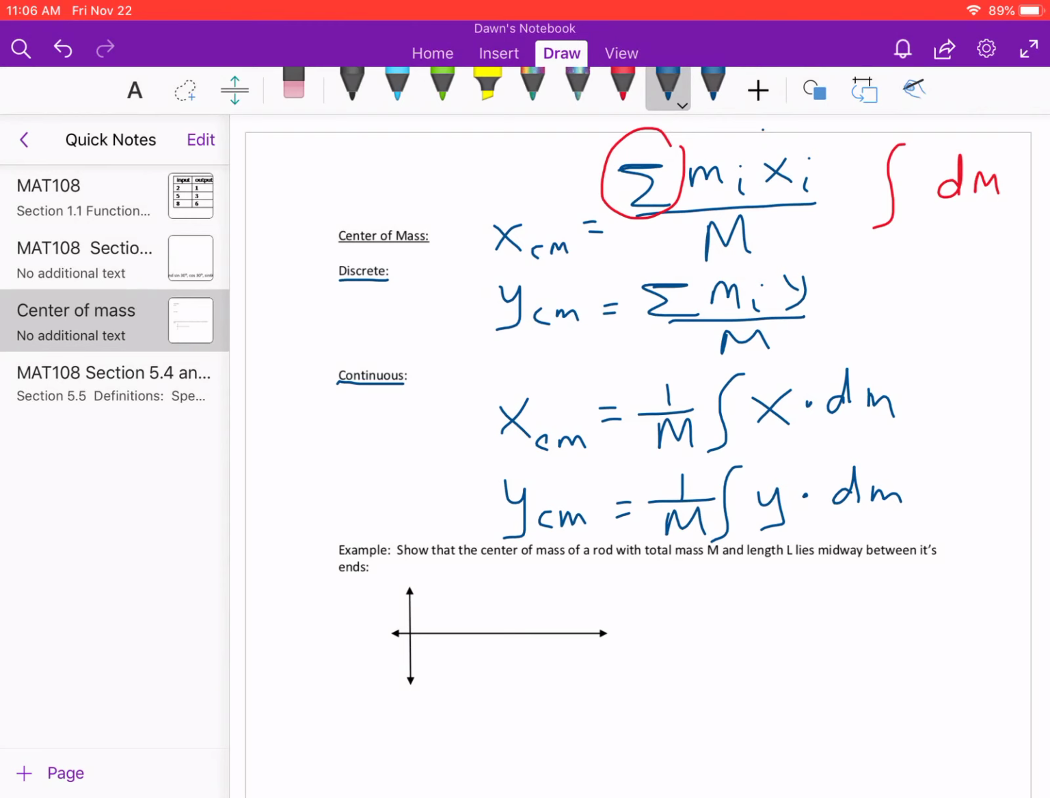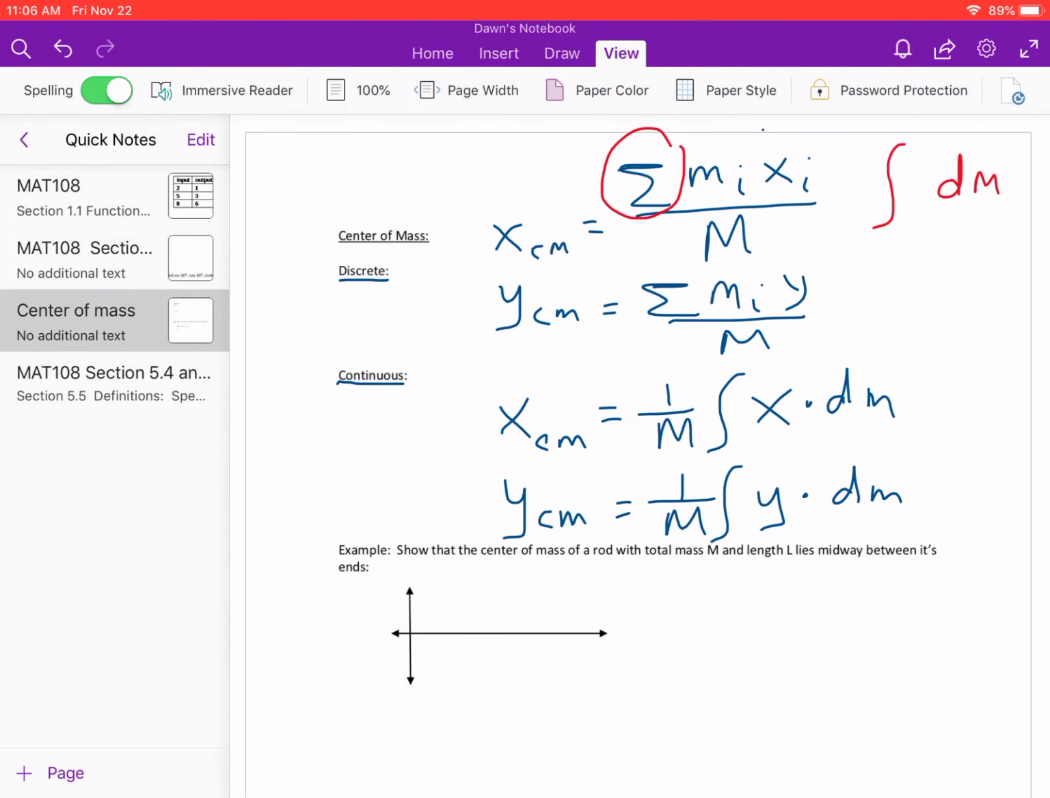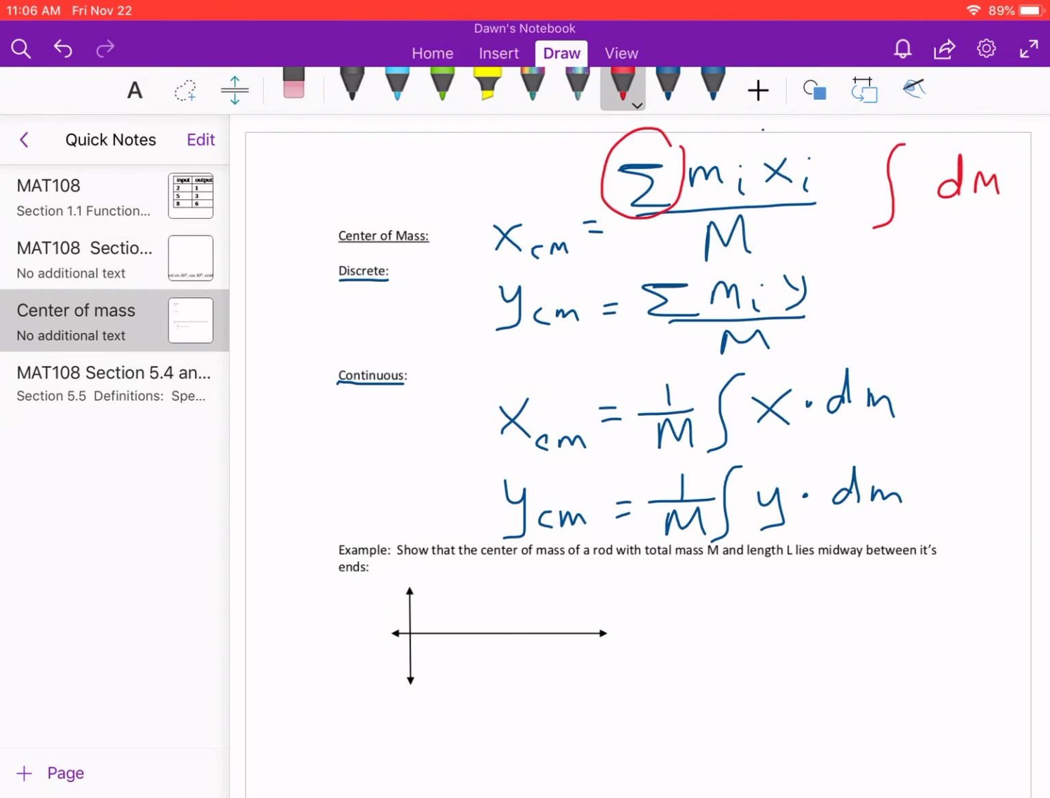All right? The hard part is going to be figuring out what to put in for this little dm. It's going to involve some variables that we have to sort of manipulate around. And so in the next video, I will do example 1, okay?